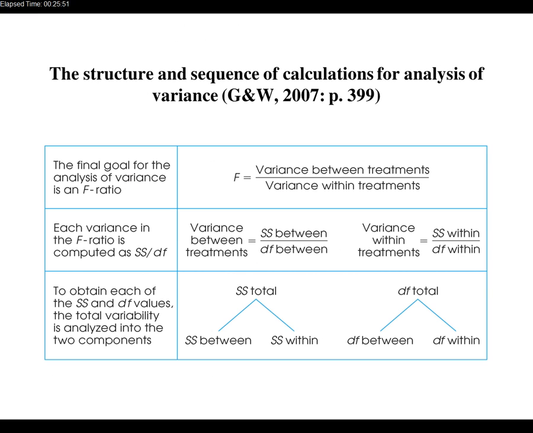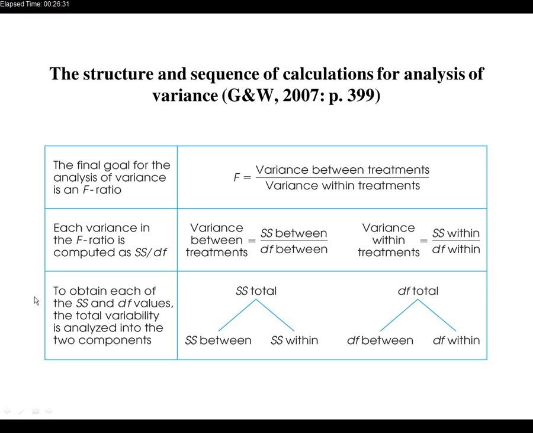That's right. And so the structure and sequence of calculations for analysis of variance goes like this. And you can see this in your book also. The final goal for the analysis of variance is to get an F ratio, okay? And so F equals the variance between the treatments divided by the variance within the treatments, okay? Each variance in the F ratio is computed as a sum of squares divided by a degree of freedom. Okay, so the variance between treatments equals the sum of squares between divided by the degrees of freedom between. The variance within treatments is the sum of squares within divided by the degrees of freedom within.